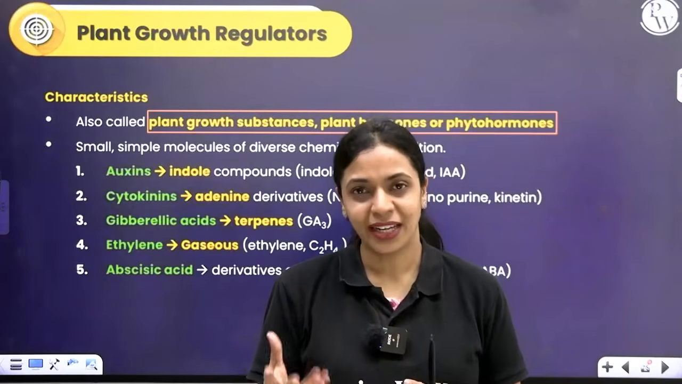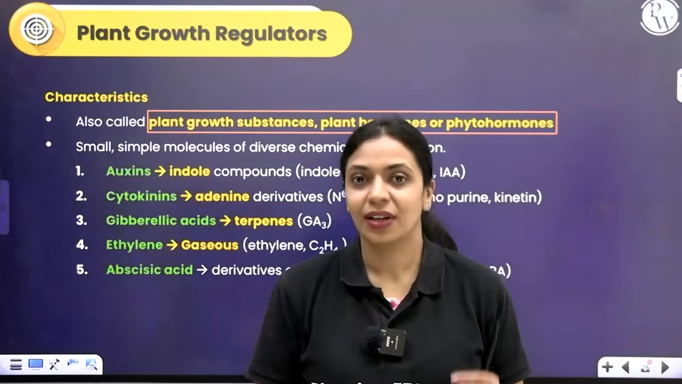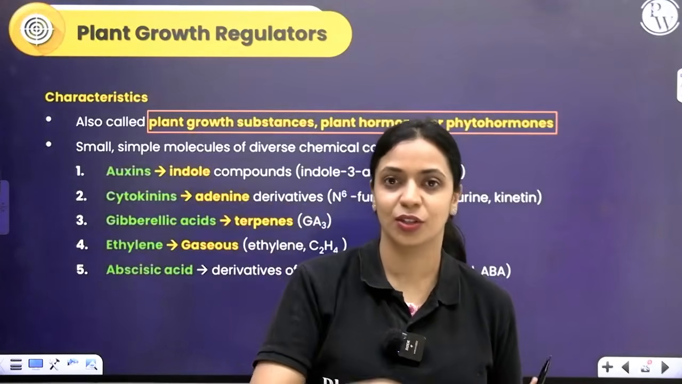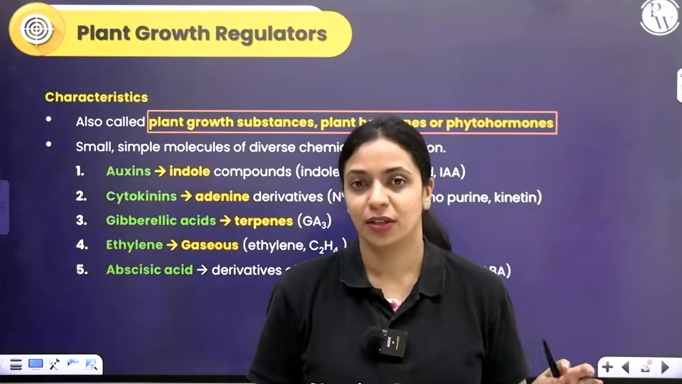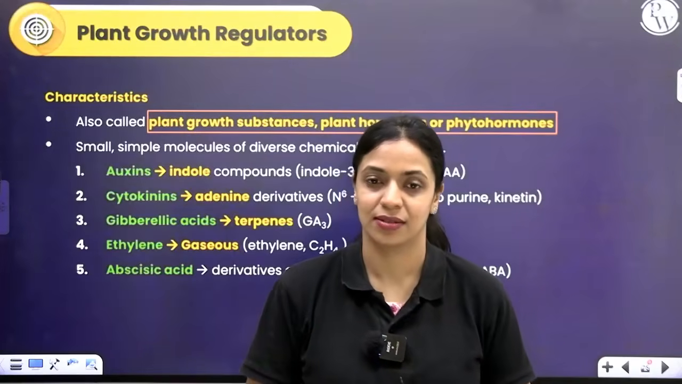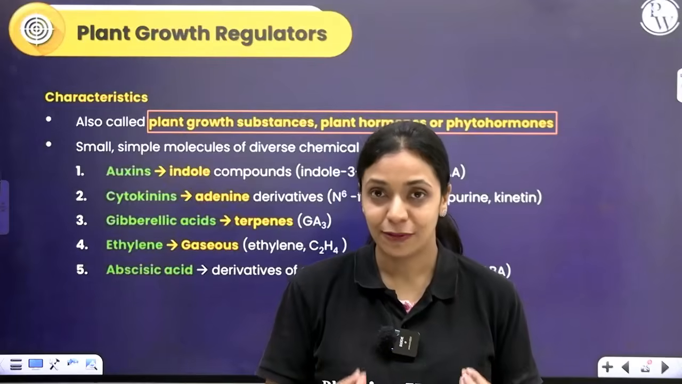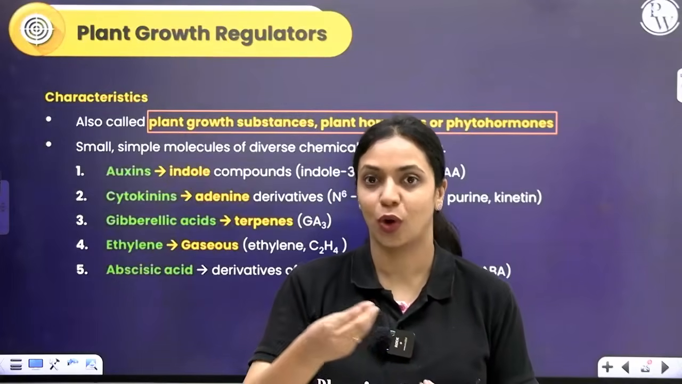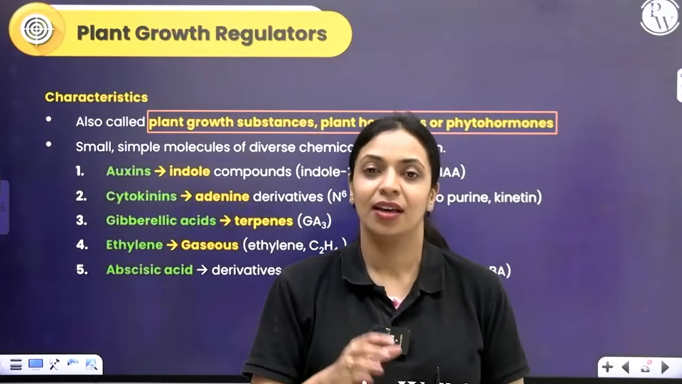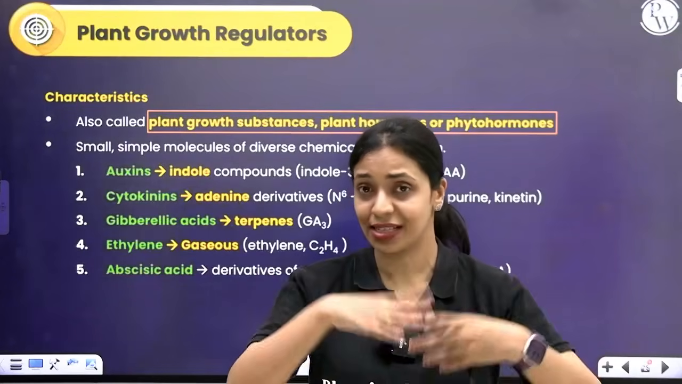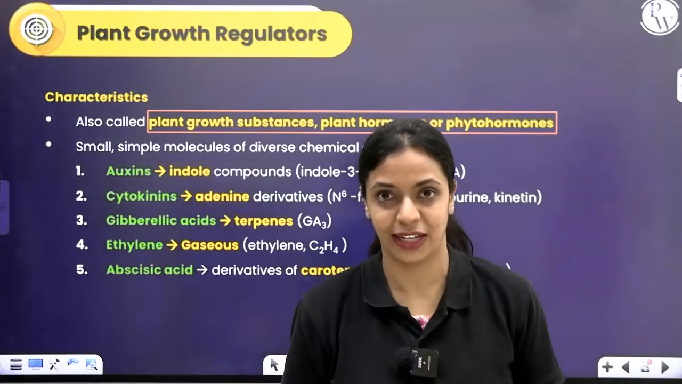Okay, so whichever chemical has the ability to either promote or retard the growth of a plant, such chemicals are called plant growth regulators. Alright, they are very diverse, because the only requirement for us to call a chemical a plant growth regulator is that it should show some influence on the growth and development of the plant. You have many such chemicals, so they're obviously very diverse.